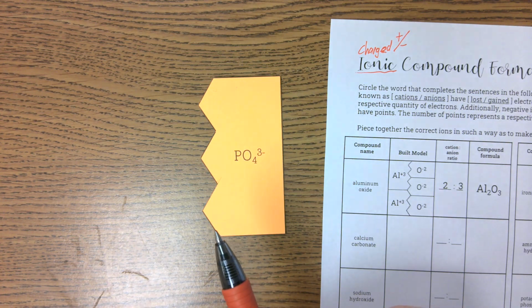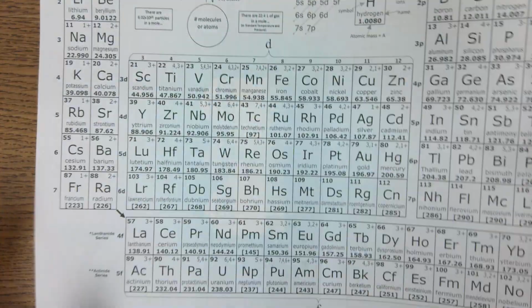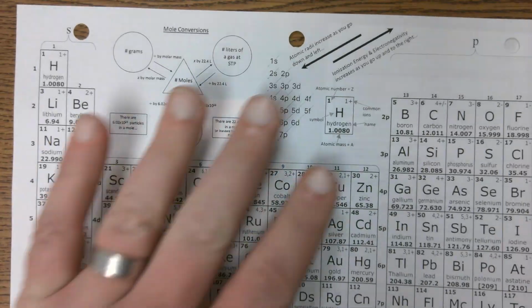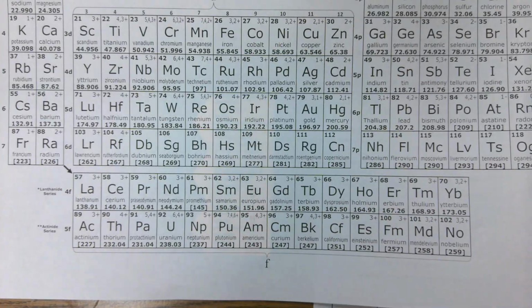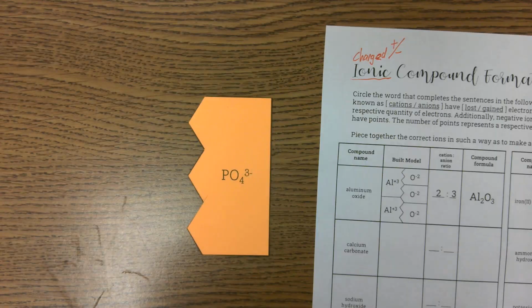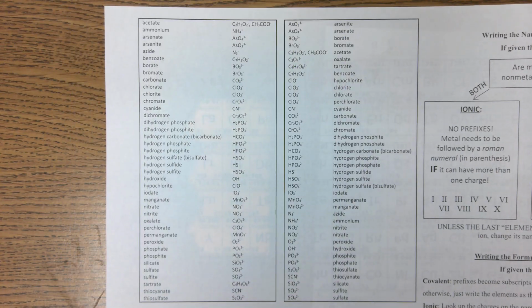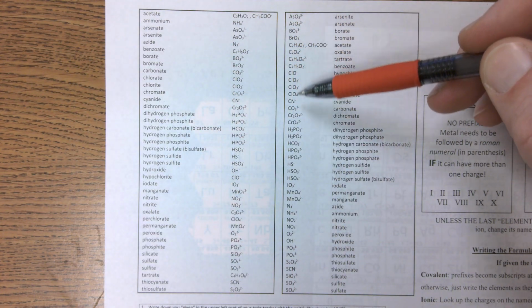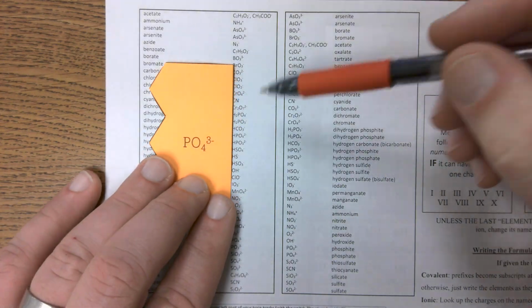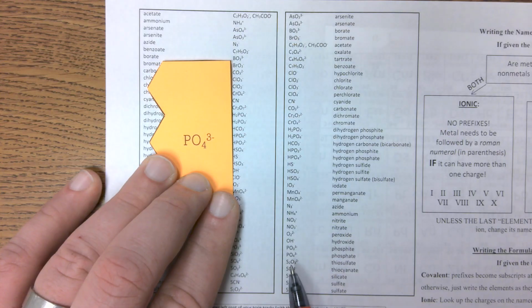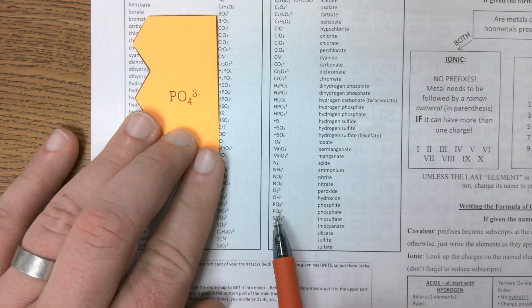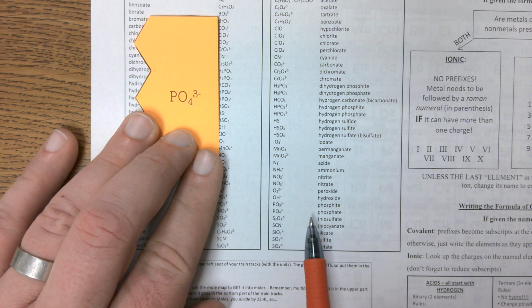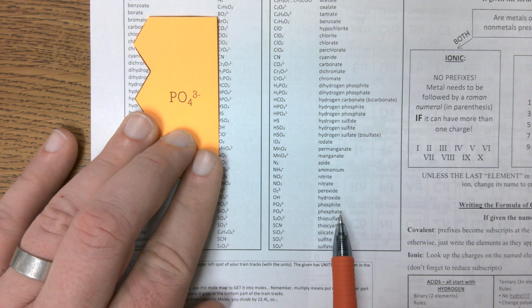So I gave you a list on my desk. If you don't have it, this periodic table with all this stuff on the top has all the regular periodic table stuff. But on the back are these two lists. This first one is organized by the name of these ions. The second one is organized by the formula. So this one that I just showed you, PO4, you would go find PO4 down here and notice PO4 3 minus, that's the same thing. This one is called phosphate.